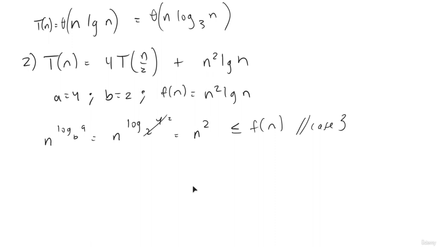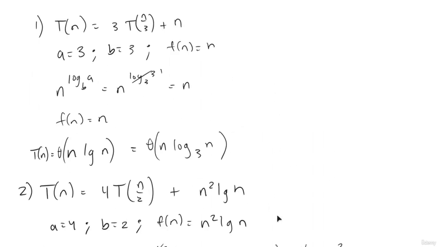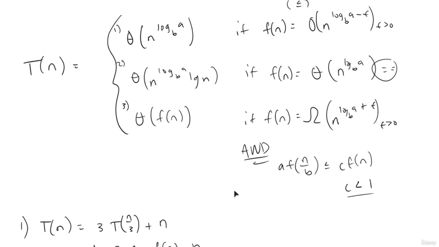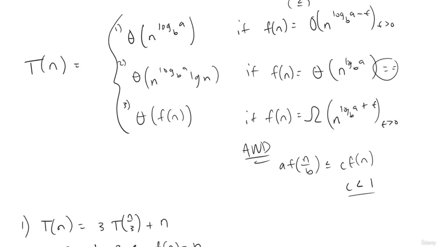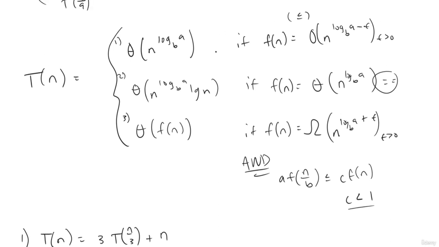But the problem is that there's a caveat. When applying the master method to these functions, if we're looking at case one, for example, we want to make sure that f(n) is not only less than or equal to n^(log_b a), because I have this less than or equal to sign here for a reminder, we want to make sure that it's polynomially smaller. So we want to make sure that f(n) is polynomially less than n^(log_b a). So if f(n) is n squared, we want to make sure that n^(log_b a) is n cubed, not n squared log n. And the same thing here, we want to make sure that f(n) is greater than or equal to n^(log_b a), but polynomially larger than n^(log_b a).